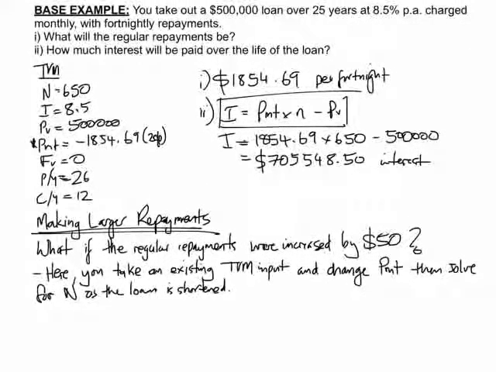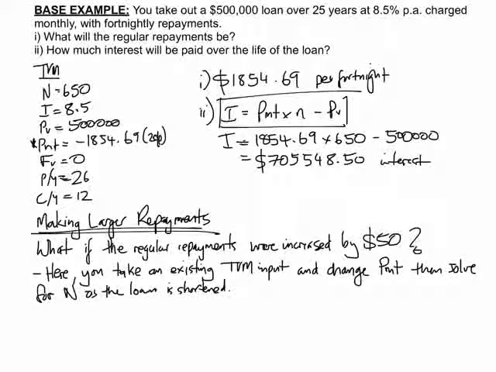So remember our base example again, that was the $500,000 loan, over 25 years, 8.5% per annum, charged monthly, fortnightly repayments. What are the regular repayments going to be? How much is paid? We already worked that out last time, so I've just copied and pasted that here. That's going to be our basis so that we can see the effect of these interest minimization techniques. So now we're going to try making larger repayments.